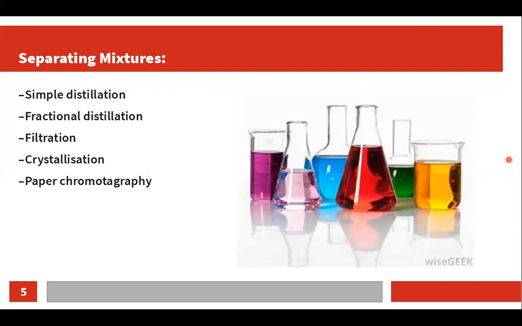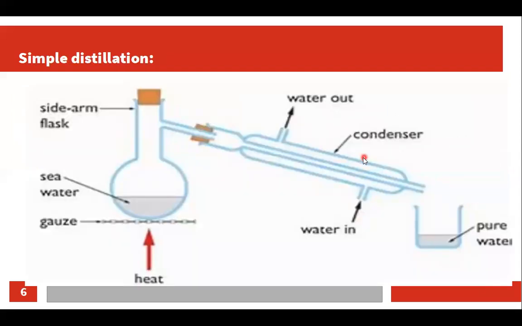Right, so let's have a look at this. Simple distillation. This is our diagram for simple distillation. You have a flask, which you can see here, and you heat the liquid inside. We've got seawater here. When it evaporates, it goes up here, and the gas goes through here. We've got a condenser, which has cold water going in and out, and that turns the gas into liquid. The liquid water comes down into this, and it's pure water because the salt and the impurities from seawater are left behind. That's basically how simple distillation works.